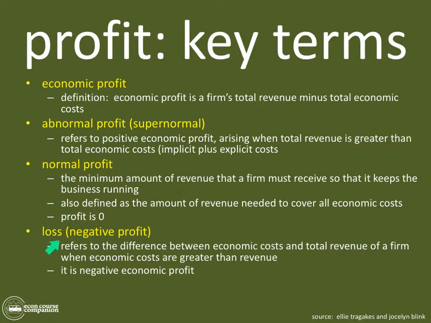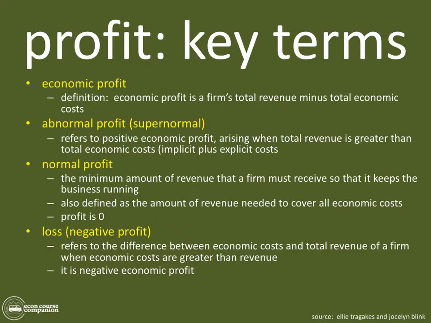Then, lastly, we have a loss, which is also known as negative profit or negative economic profit, which refers to the difference between economic cost and total revenue of a firm when economic costs are greater than revenue. Okay, so those are the key terms, of course, economic profit being the big one. But what you're going to see is that you are going to be asked to show abnormal profit or normal profit or loss given a certain market structure. And we'll take a look at what those are in a little bit.